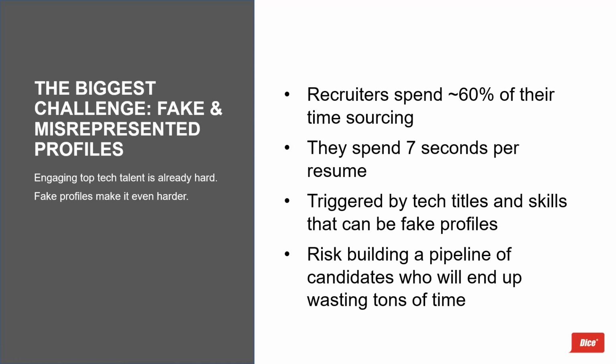These fake and misrepresented profiles make these problems worse. We're hearing that recruiters are spending about 60% of their time sourcing. That's a lot of time just finding candidates before you can even screen or interview. Because you have to do so much sourcing, we hear it's about 7 seconds per resume, so you're moving quickly, trying to find the right skills and titles on a resume. As you're going through them really quickly, that's exactly what the fake and misrepresented profiles are designed for: to show you these popular skills and titles. Then you're filling your pipeline or your shortlist with candidates who are going to end up wasting time, and you're going to have to repeat a lot of those efforts.